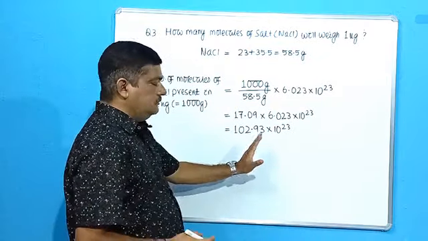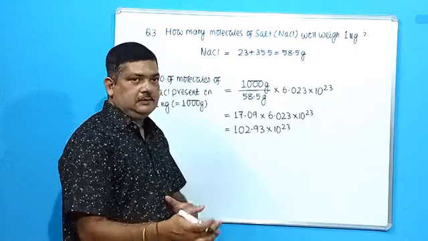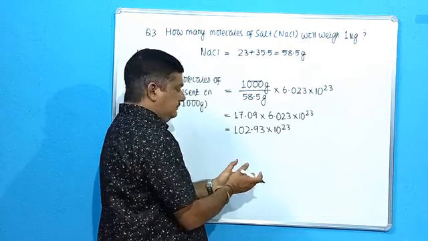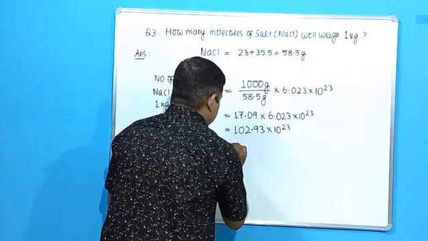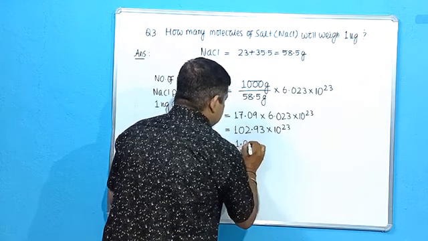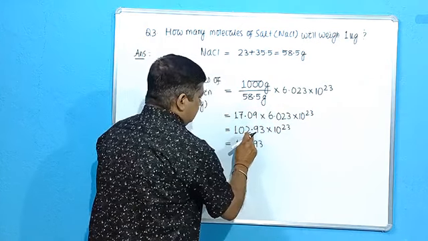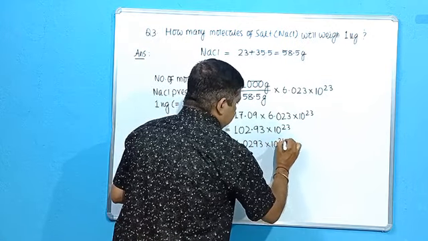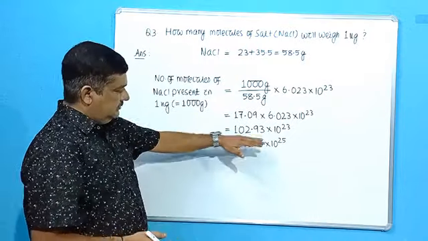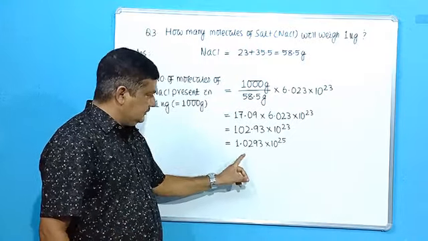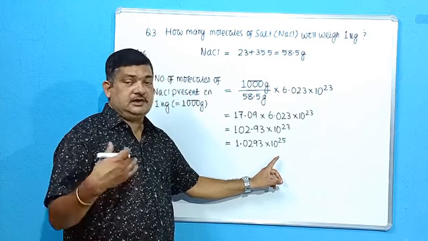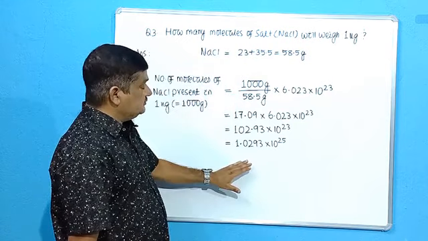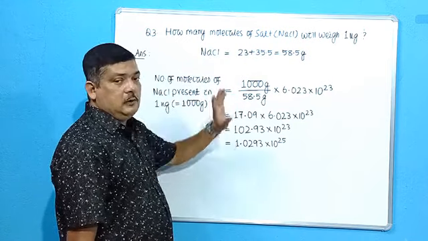So normally we represent these numbers in scientific notation. Next class में तो कही थी scientific notation. So there will be one place before the decimal only. So the proper writing will be 1.0293. We have moved the decimal two places here, so we increase the power by 2, into 10 to the power 25. If you write this one, no problem, it's correct. But this is the proper notation, called scientific notation, which I will be discussing in the next class. Okay, so this is the answer. That is, this many molecules of sodium chloride will weigh 1 kilogram.